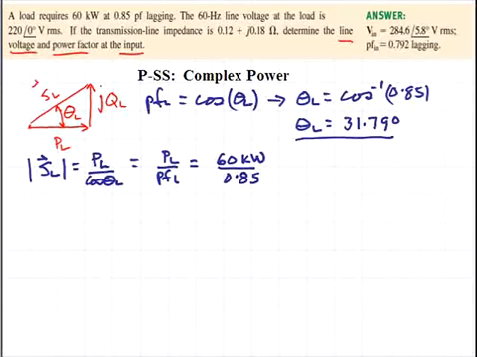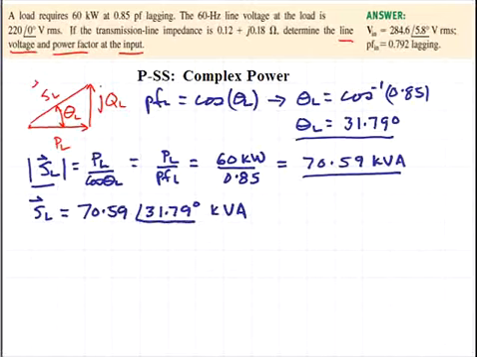The magnitude of the complex power, which is known as the apparent power, will be equal to the real component divided by the cosine of that angle theta sub L, which is the real power consumed in the load divided by the power factor, and that in this case will be 60 kilowatts divided by 0.85, which is equal to 70.59 kilovolt amperes for the magnitude of the complex power. In polar form then, the complex power becomes 70.59 at an angle of 31.79 degrees kilovolt amperes.